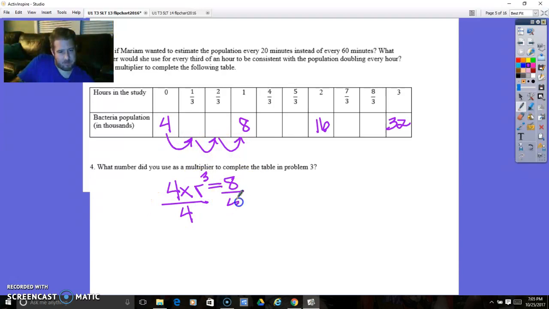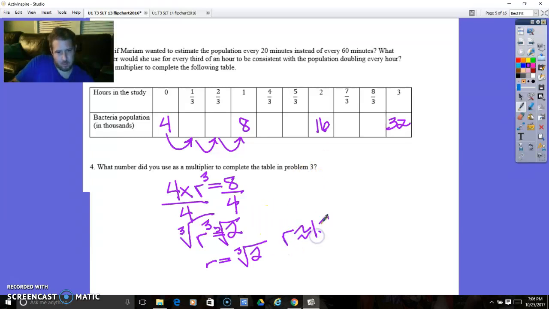So I'm going to first divide both sides by 4, so that means the rate to the third power is equal to 2. And in order to get rid of the third power, I'm going to do the cubic root of both sides. So r is the cubic root of 2. Now if you put that into your graphing calculator, remember you have to go under math and go down to number 4, cubic root of 2 equals, and it's about 1.26. So r is about 1.26.